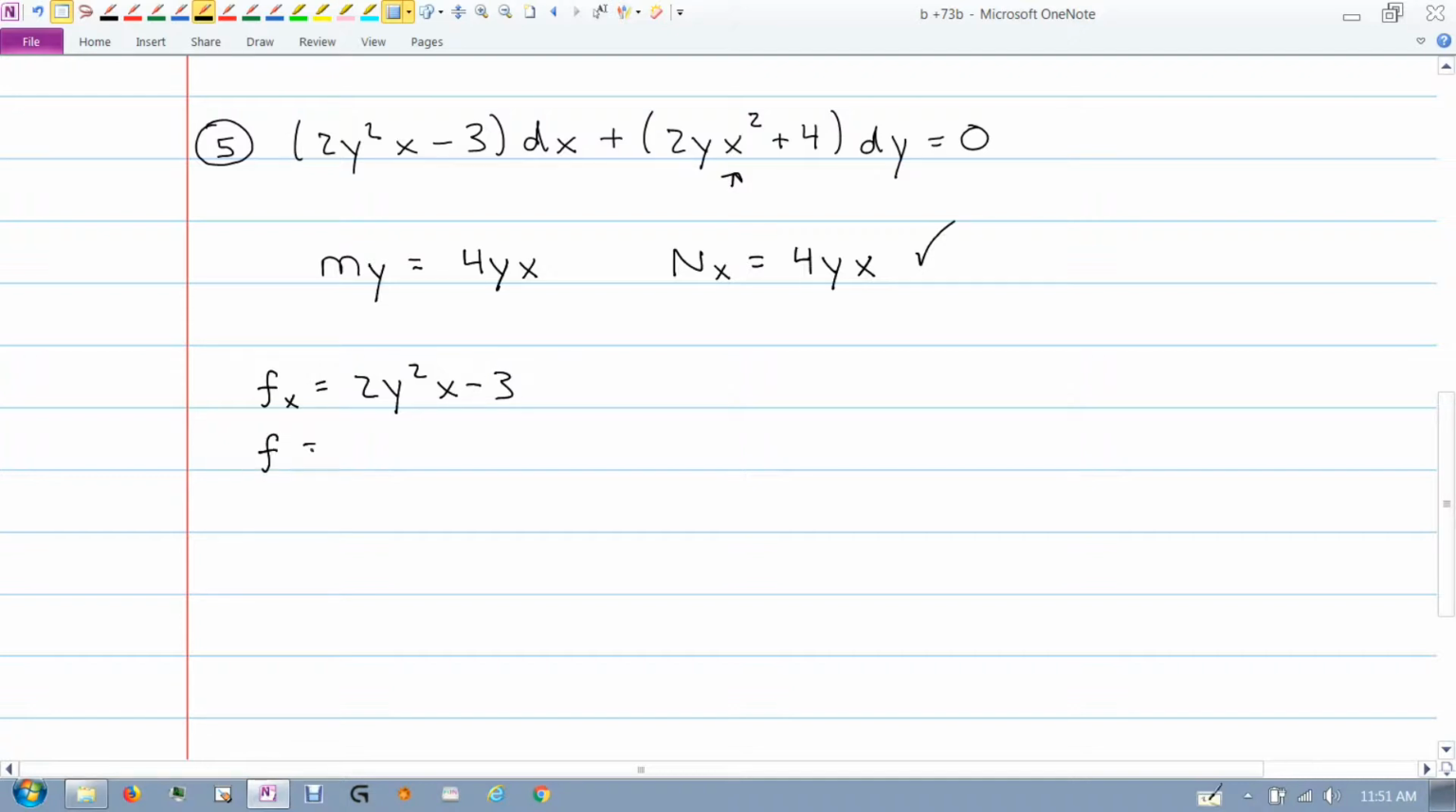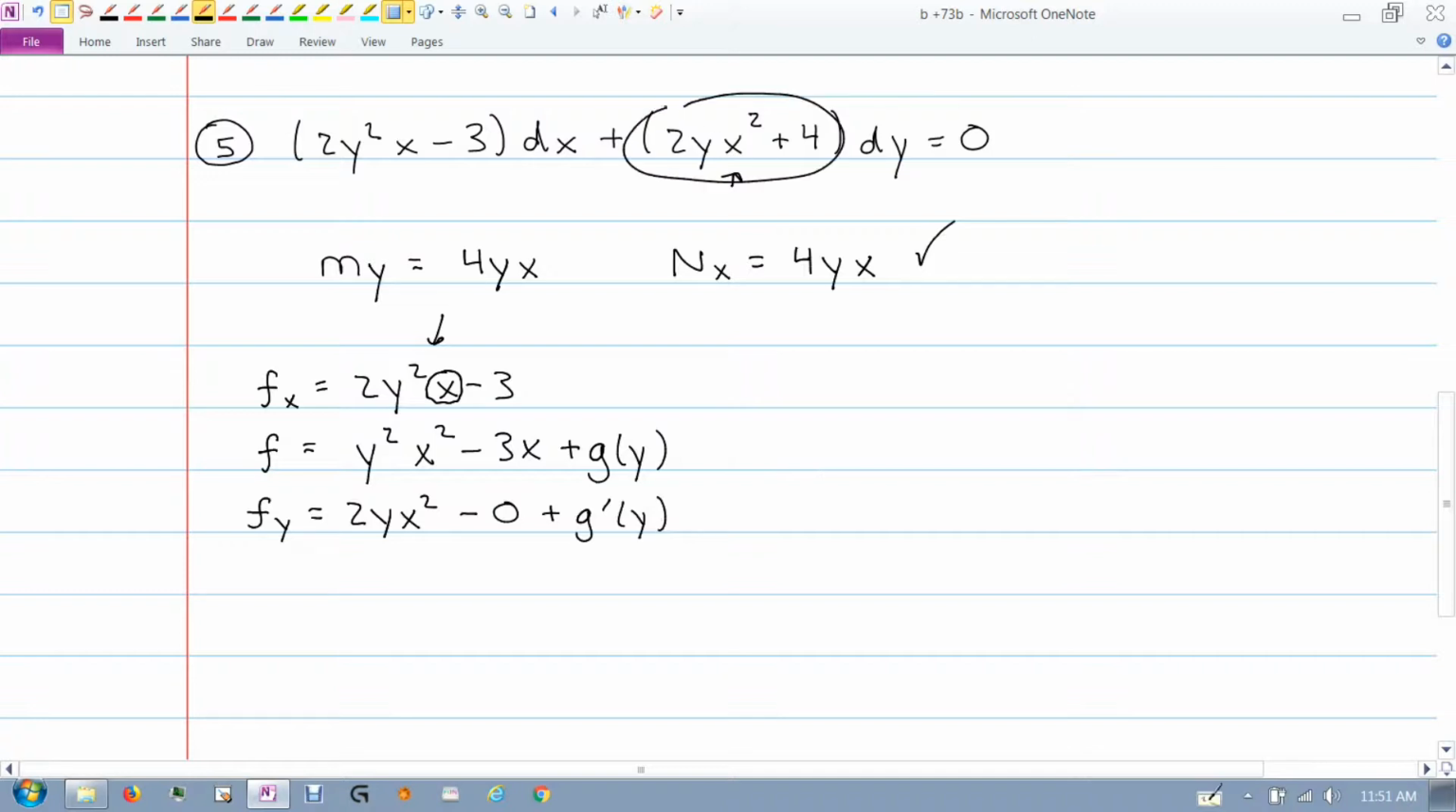The antiderivative will give us f, and then we take the antiderivative of this with respect to x. The only thing that happens is that this becomes 1/2 x squared, so the 1/2 and the 2 cancel out, and then the antiderivative of negative 3 is negative 3x, plus some function of y. Now we take the derivative of that with respect to y, and we get 2yx squared minus 0 plus g prime y. That must match up with this.